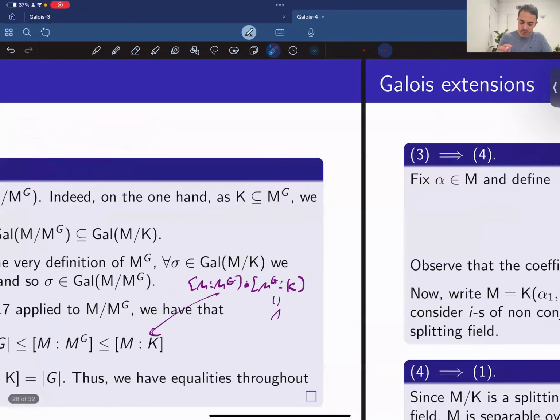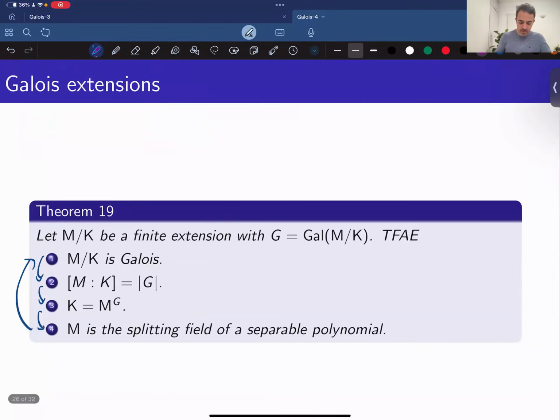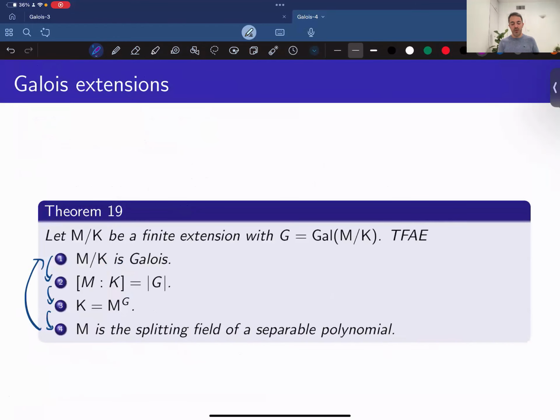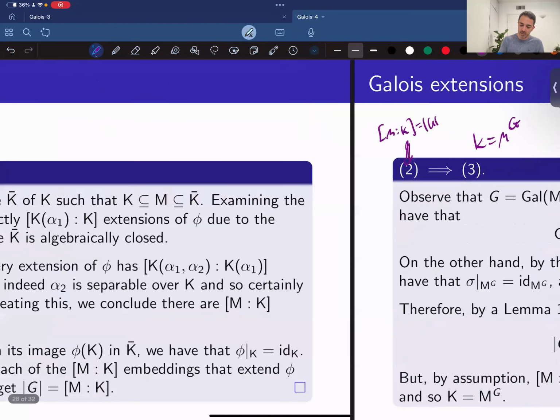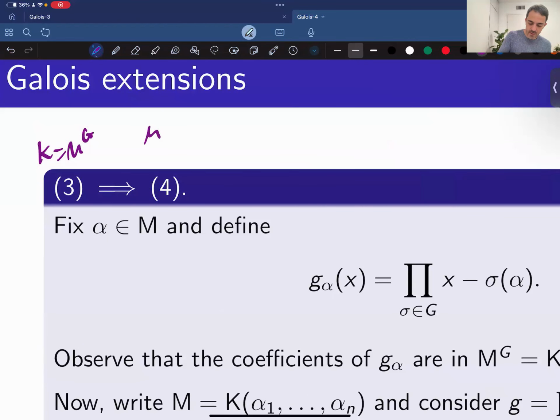Good. So the next one is, under the assumption that K equals M^G, you want to prove 4, which means that M is the splitting field of some separable polynomial. So let's see. M is the splitting field of a separable polynomial.